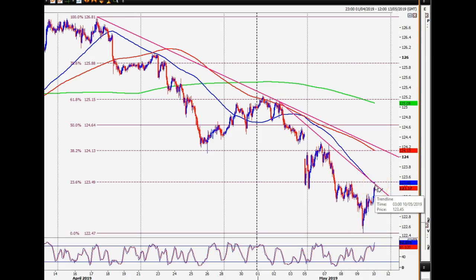We've got the very short-term trend line, admittedly only a week or so old, and the 100-hour moving average, all in that area. So you can see why that is crucial. If we reject it, down we go.